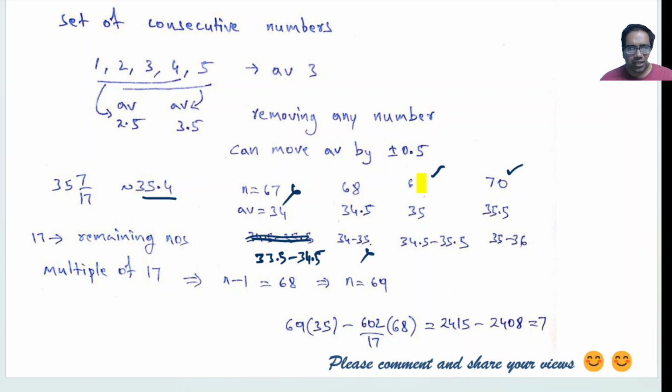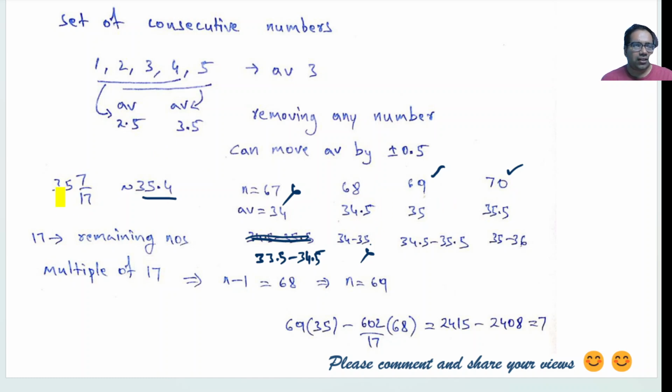So here in this case, n can be 69 only, because 69 minus 1, which is 68, is a multiple of 17, whereas 70 minus 1, which is 69, is not a multiple of 17. That means the original number of numbers is 69. And obviously, if 1 to 69 are the first n positive numbers, then the average will be 69 plus 1 by 2, which is 35. So what will be the total? 69 into 35. That is the total of all these numbers from 1 to 69.